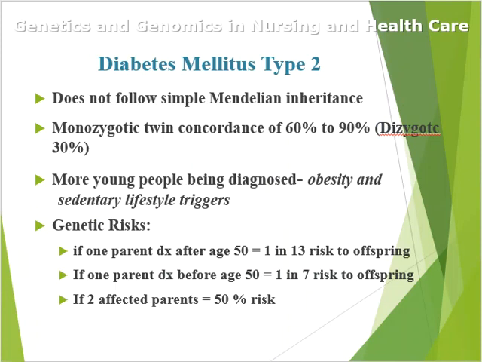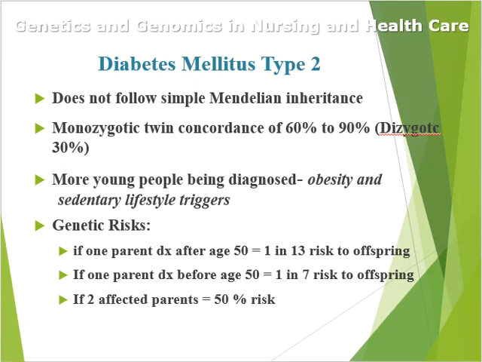Okay, it does not follow a simple Mendelian inheritance. Monozygotic twin concordance, okay, those are identical twins, of 60 to 90%. So that means that even though there's a predisposition, if one identical twin has it, then it doesn't necessarily mean that the other identical twin will have it. There's got to be that environmental component, okay? And dizygotic twin concordance is 30%. Remember, dizygotic twins are fraternal twins, and they're no different than normal sibling relations. So their concordance is much less than the identical twin.